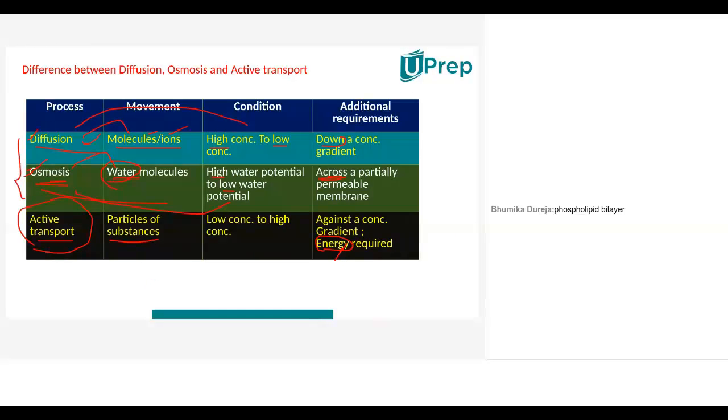Then, if this is clear, I'm going to share a few questions related to osmosis and diffusion.